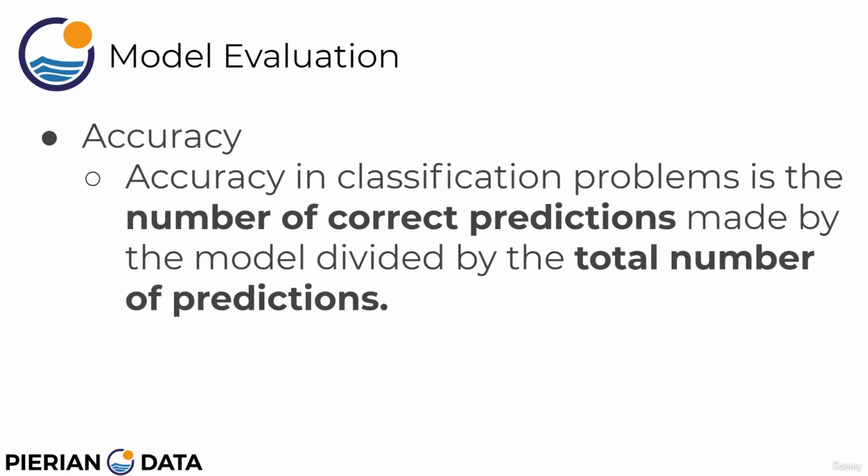So we'll touch upon the confusion matrix later on, but first let's talk about accuracy. Accuracy is one of the most common classification metrics, and luckily it's also the easiest to understand. It's just really intuitive what it's measuring.